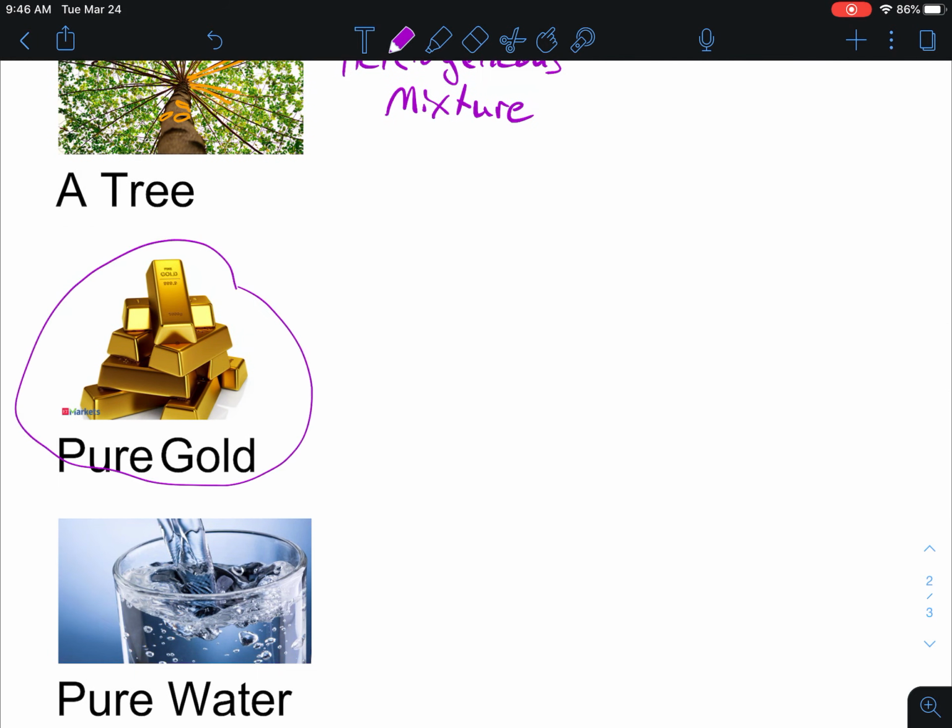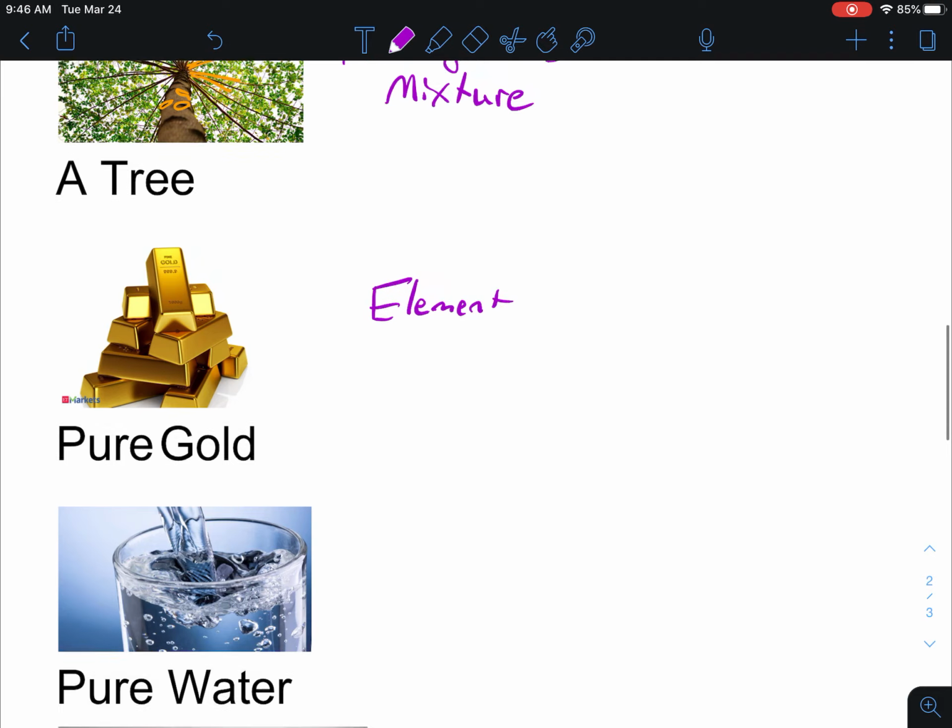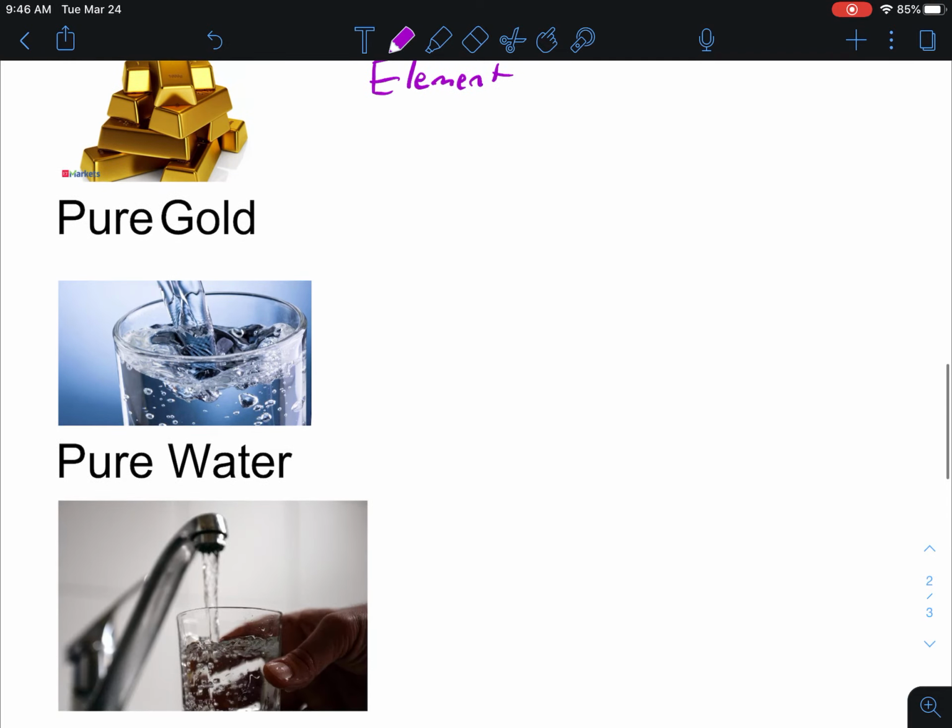Pure gold. Pure gold is found on the periodic table. So pure gold is an element. I don't have my periodic table in front of me. Super handy. 79 protons. On the periodic table. Gold, 79 protons. So all the same element. All the same atom.